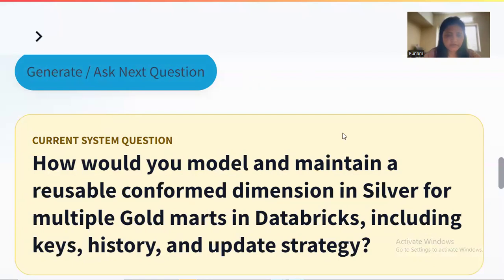Basically, to achieve key history and update strategy, I will go with the incremental load. Instead of loading the whole data set, I will try to load day wise. Means for day one, whatever changes are happening, I will just update those things instead of loading the whole table. It will save time in processing. So this will be my update strategy. Okay, sure. Okay, great.